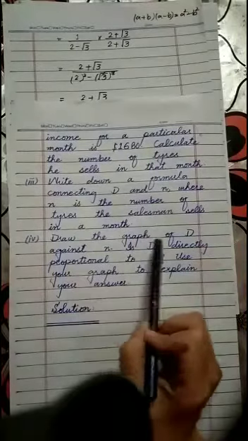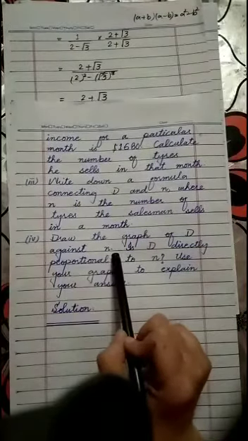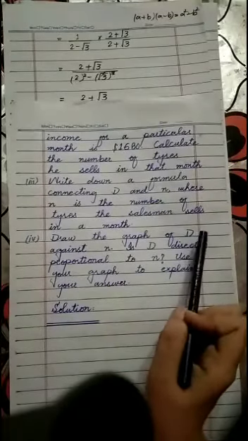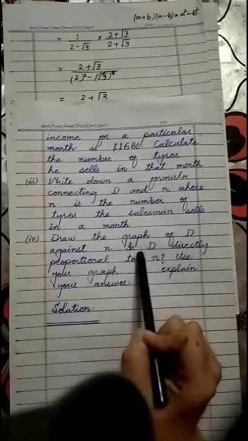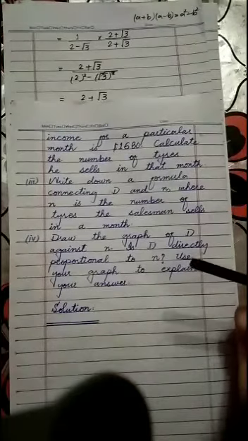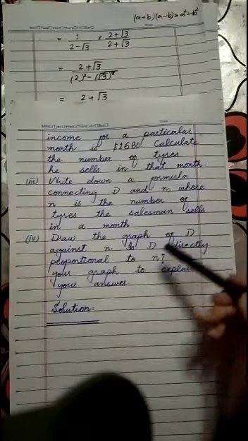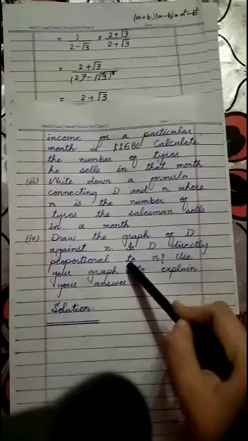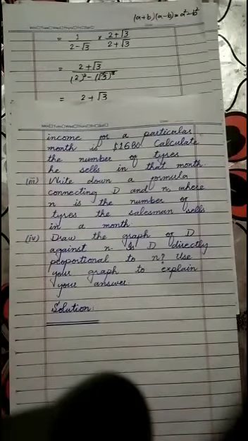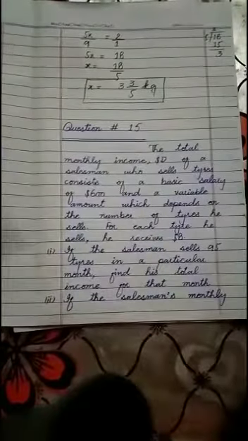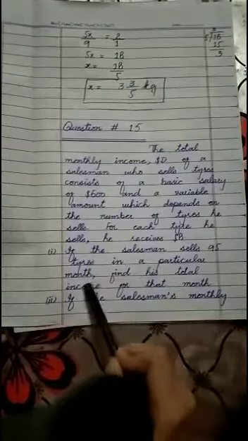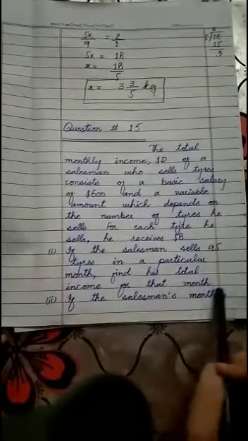Fourth part is, draw the graph of D against N. We have to plot a graph between D and N. Is D directly proportional to N? By plotting the graph, we have to judge whether D is directly proportional to N or inversely proportional to N. Use your graph to explain your answer. Let's start, students. Part 1 is, if the salesman sells 95 tires in a particular month, find his total income for that month.